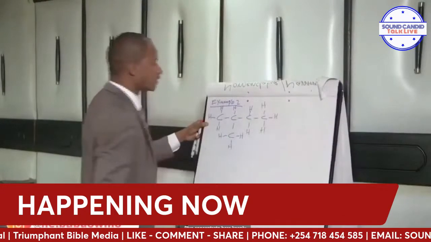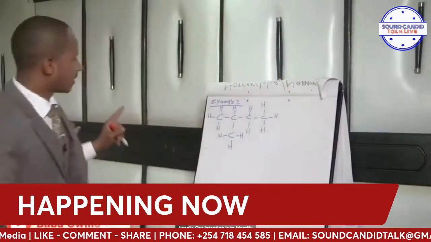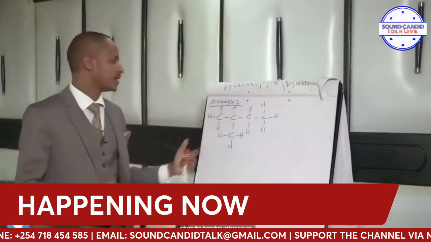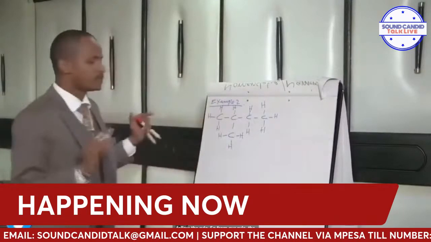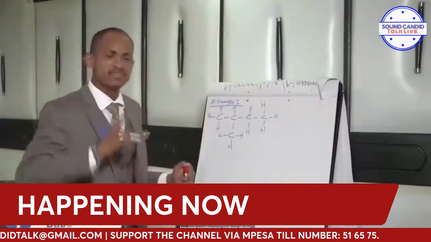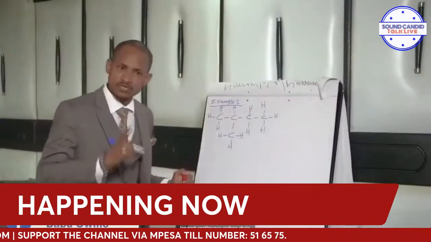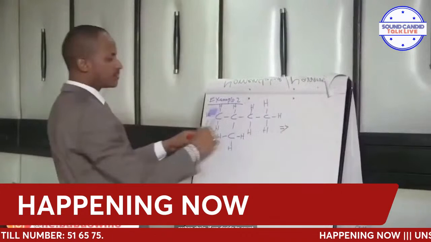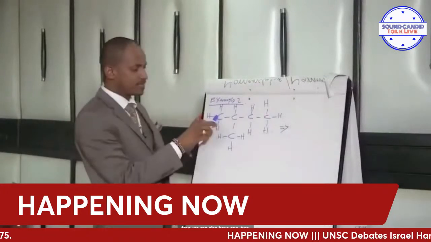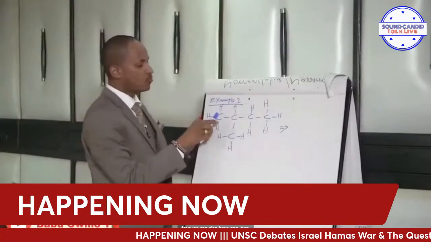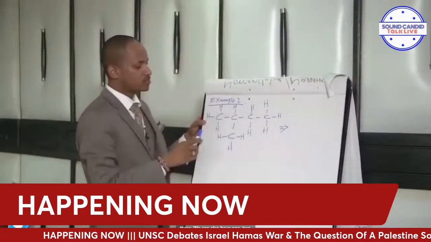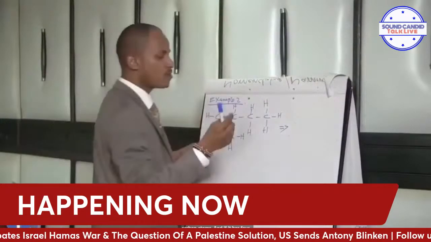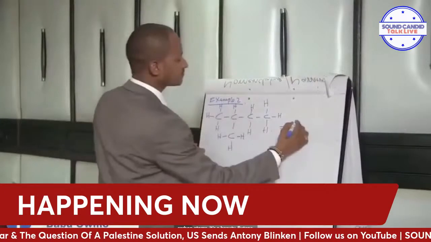Class, concentrate here keenly. Our intention is to identify the branches, but I will not tell you where the branch is unless we follow the rule. So from our rule, step number 1, identify the longest continuous carbon chain. In our case, if we decide to count from here, we have 1, 2, 3, 4. We can also have 1, 2, 3, 4. So our longest continuous carbon chain has 4 carbon atoms. And if it has 4 carbon atoms, it's a butane.